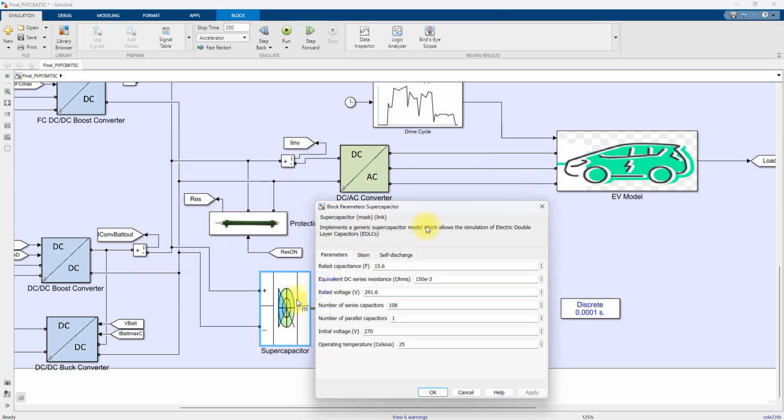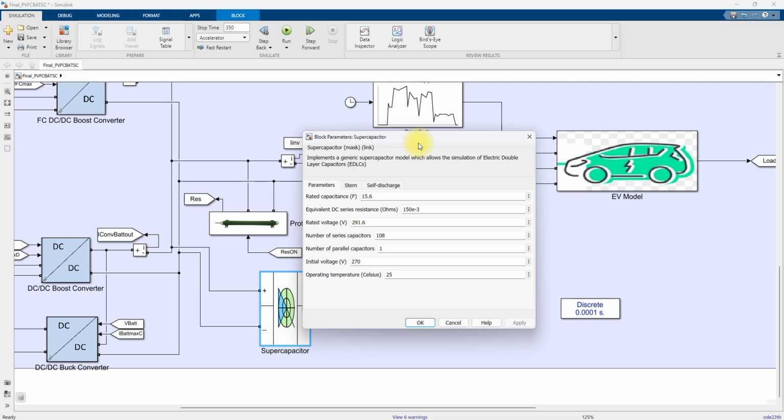That means the EV load. Here you can see the supercapacitor rating: the rated voltage is 291.6 volt, the initial voltage is 270 volt, and the rated capacitance is 15.6 farad. The equivalent DC resistance is 150 milliohms, and the number of series capacitors is around 108. Number of parallel capacitors is 1.